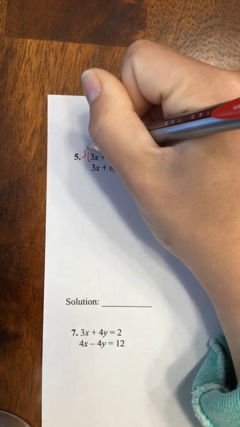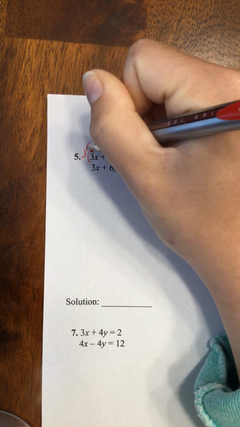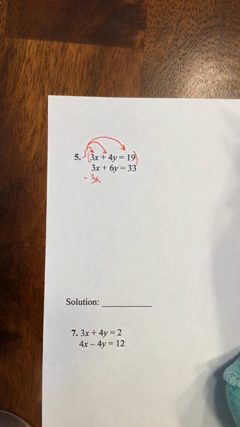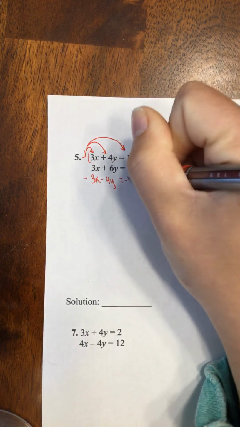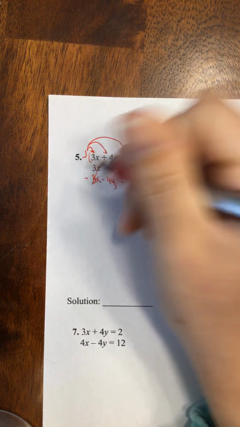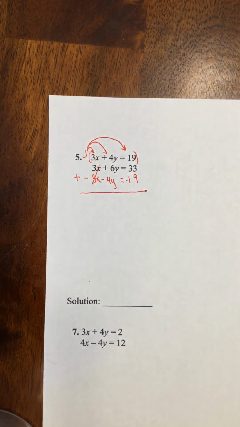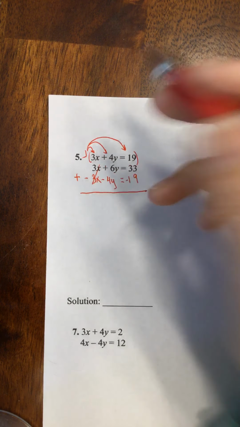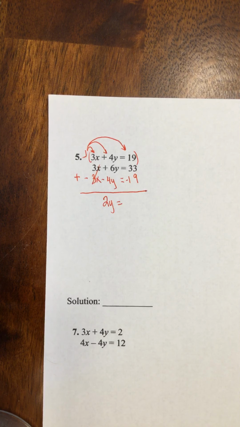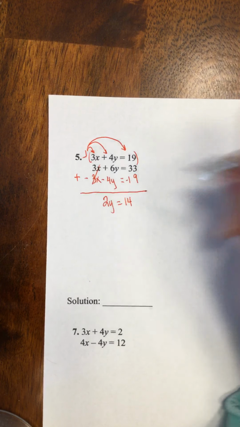and multiply everything by negative 1. When I do that, I get negative 3x minus 4y equals negative 19. Now that my 3x's can cancel out, I will eliminate these and turn the whole thing into an addition problem. So if you have 6 minus 4y, that would give you 2y equals, and 33 plus negative 19 will give you 14.